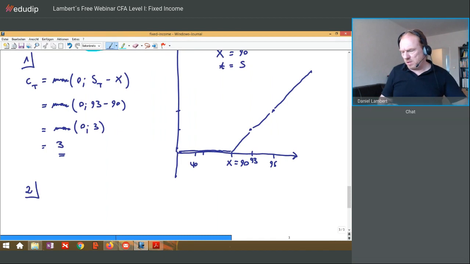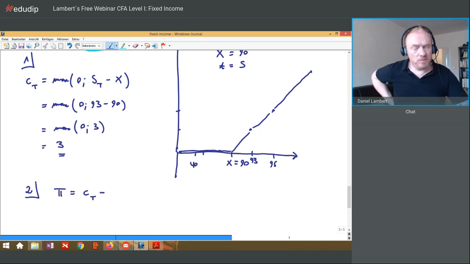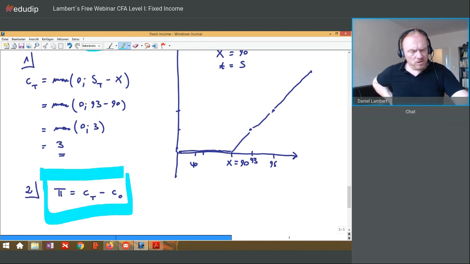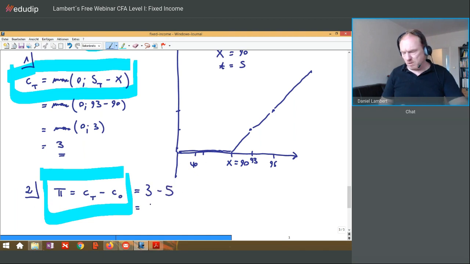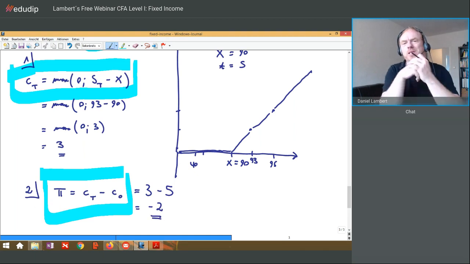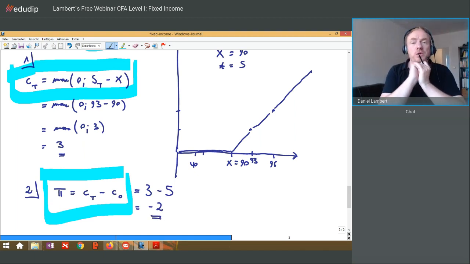Question number 2. The profit is, of course, the value at expiration at time T minus the price we paid for having this right. So that's the second formula. This was the first, and this is the second formula. There's a value at expiration of 3, as we just said, but we paid 5. So all in all, it's no good, because we incur a loss.